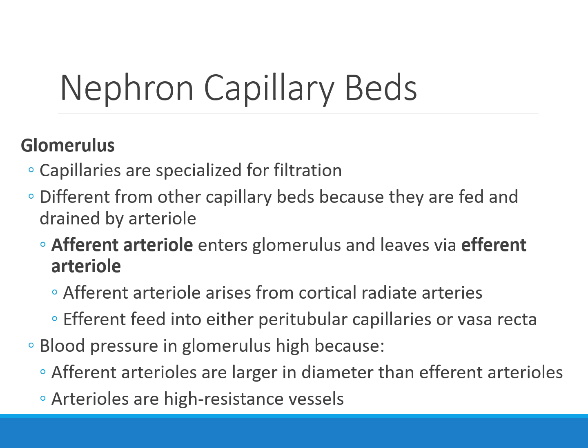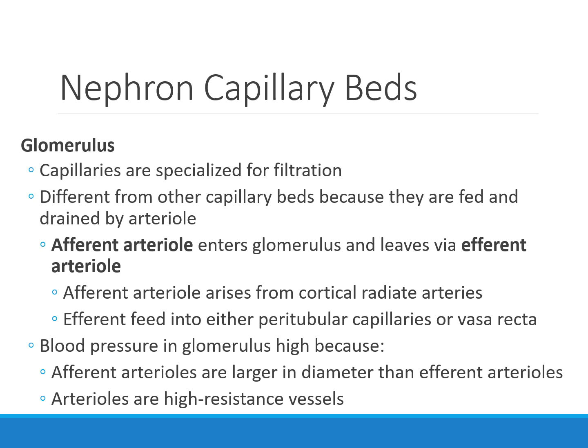Your glomerulus, so a little bit more detail about this. This is a capillary bed that is specialized in filtration. It's different from the other capillary beds that we've seen because remember we saw an arteriole going in and an arteriole going out. So the afferent enters into the glomerulus and leaves as the efferent. The afferent comes off of your cortical radiate arteries. The efferent either feeds into the peritubular capillaries if it's a short little nephron, or if it's one of the longer ones, then it feeds into the vasa recta.